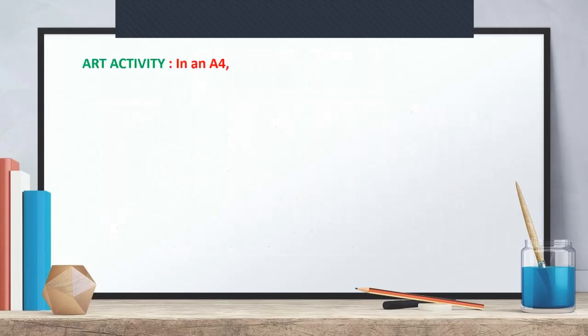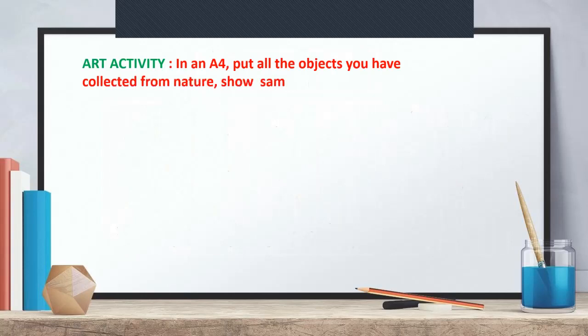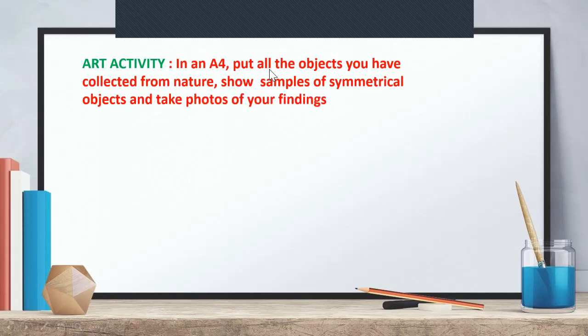Okay, so from those examples, we will have our art activity today. In an A4, you'll be using an A4, put all the objects you have collected from nature. So you don't have to draw it, okay? You can collect anything from nature that would show symmetry, or it could be an object as well. And then you put them together in an A4 and take photos of your findings or the things that you have collected.